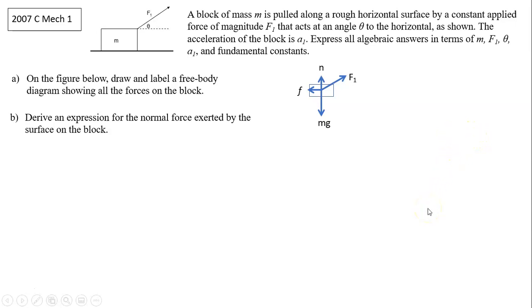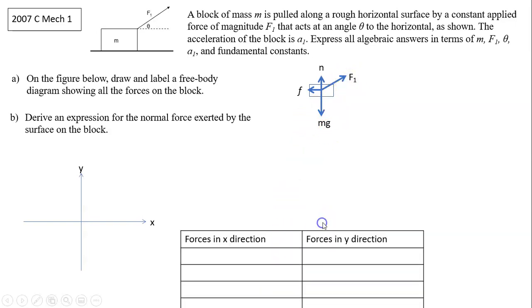Question B, derive an expression for the normal force exerted by the surface on the block. Whenever you have to determine a force, first you have to set the coordinates. Since the block is moving to the right in the horizontal direction, I have positive x to the right, and the vertical is y, upward is positive. Now I just have to resolve all the forces into x and y components. This is convenient because only one force, F1, is at an angle. So all I really have to do is resolve F1 into F1x and F1y.